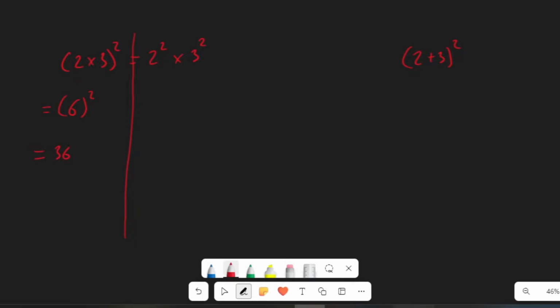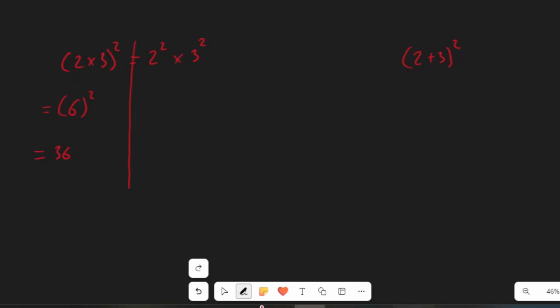Now, let's take the other side. Let's say we expanded it. So it's 2 squared times 3 squared. We get 2 to the power of 2, which is 4, multiplied by 3 squared, which is 9. And if you multiply 4 times 9, you get 36. So as you can see, with both methods we get the same answer.